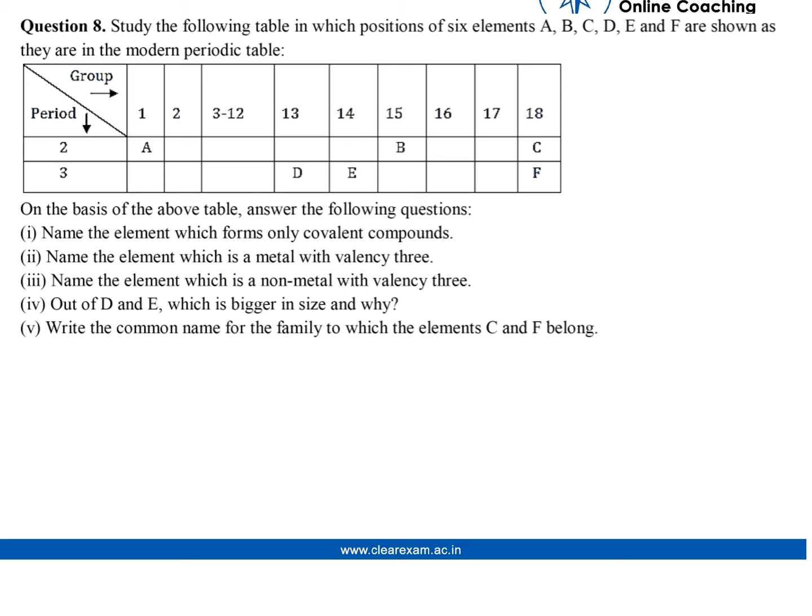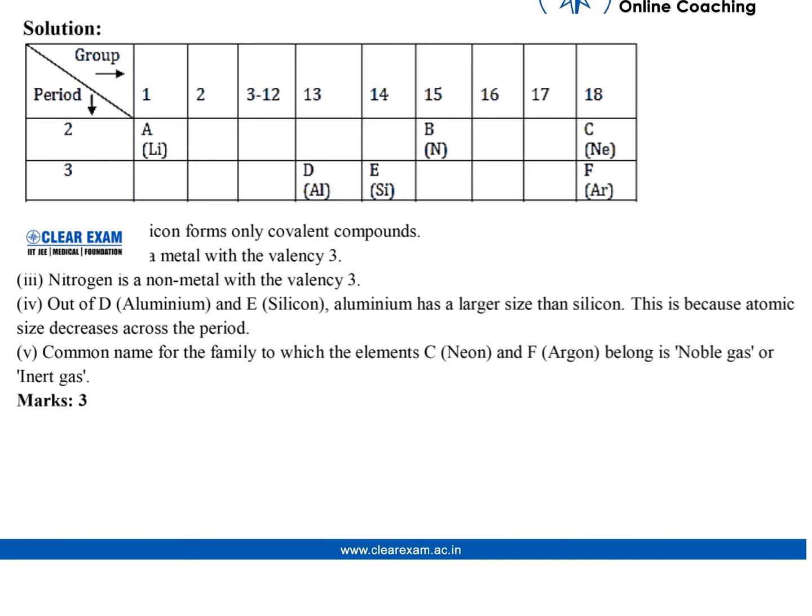Now the last one is: write the common name for the family to which C and F belong. C and F belong to group 18, which is the noble gases. So the answers to these questions will be this.